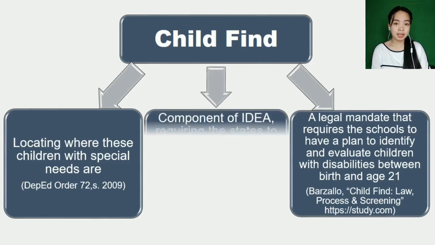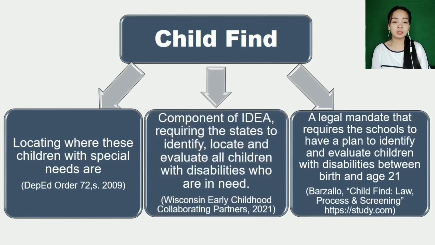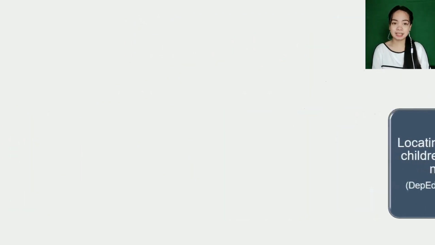The online article of Wisconsin Early Childhood Collaborating Partners 2021 also mentioned that Child Find is a component of IDEA requiring the states to identify, locate, and evaluate all children with disabilities who are in need. Basically, the term suggests its own meaning, which is finding the child, and that child pertains to the person with disabilities who is in need, especially of educational support and assistance.